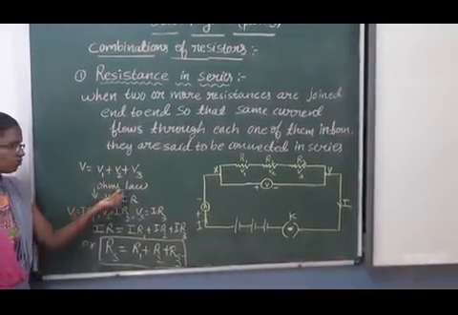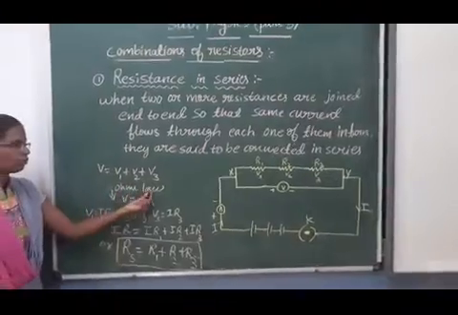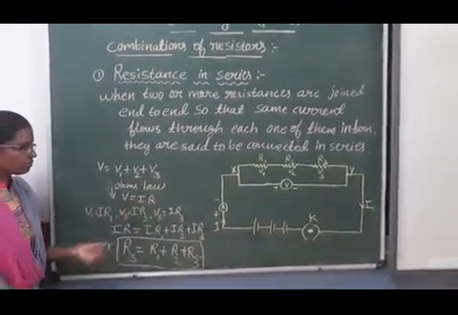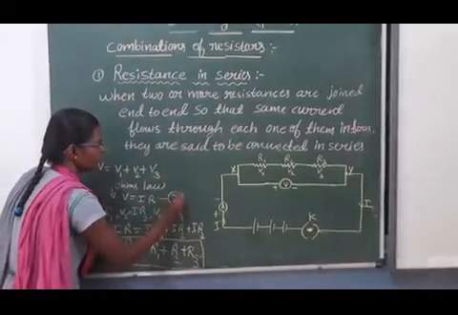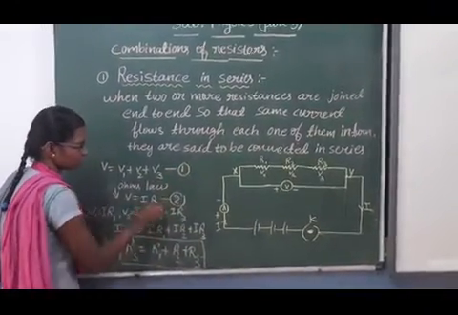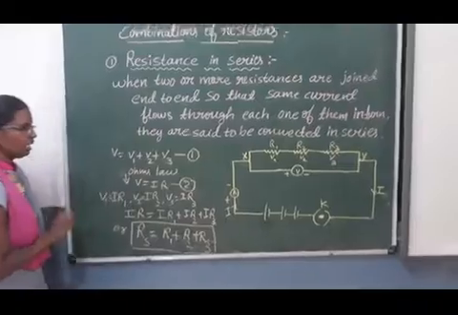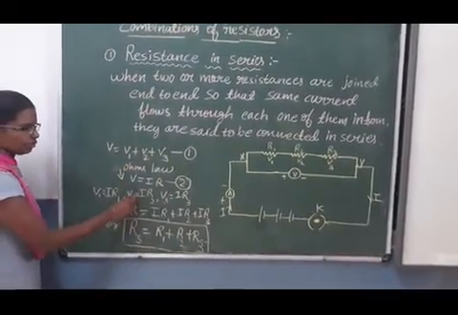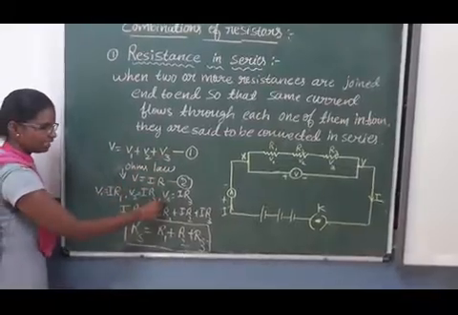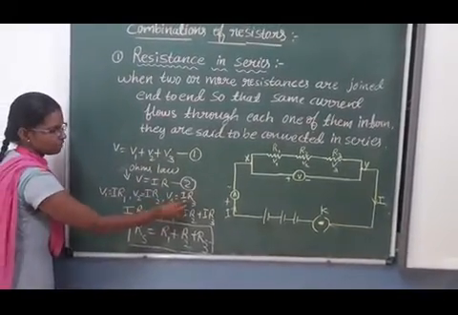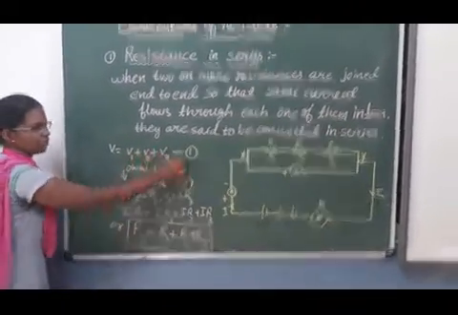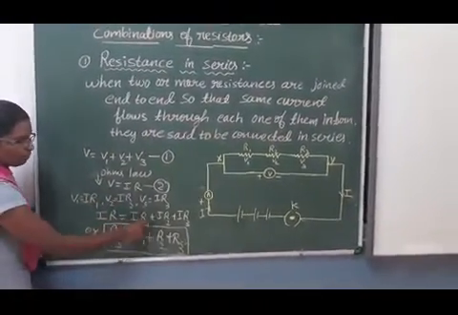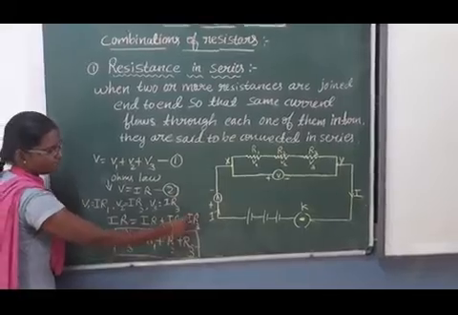Then according to Ohm's law, which you already know, V equal to I into R. Substitute this in equation 1. Then we get V1 equal to I into R1, V2 equal to I into R2, V3 equal to I into R3. Substitute all these values in equation 1. Then the equation becomes I Rs equal to I R1 plus I R2 plus I R3.